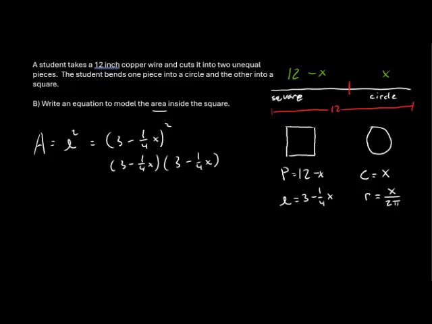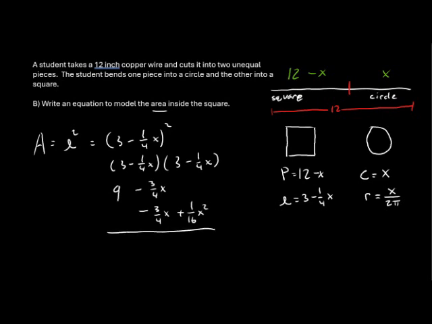We'll take the 3 times the 3 and get 9. 3 times negative 1/4 will give us negative 3/4 x. And then another negative 1/4 x times 3 will give us another negative 3/4 x. And then negative 1/4 x times negative 1/4 x will give us positive 1 over 16 x squared.